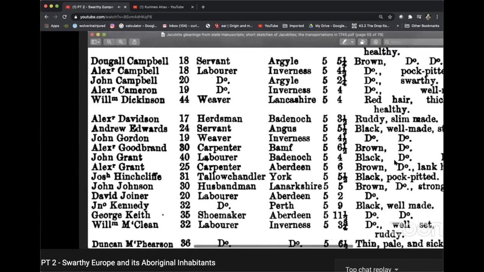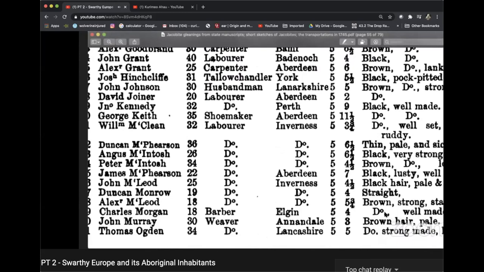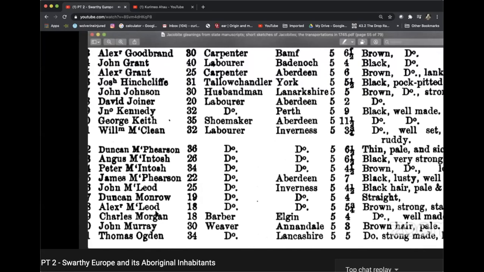Alex Goodbrand. I want you to see all these people, look at the names. Brown, black, brown, black, thin, black, brown, ditto, ditto, and so on. Do you see any of your last names here? These are Jacobites. You understand what a Jacobite is?